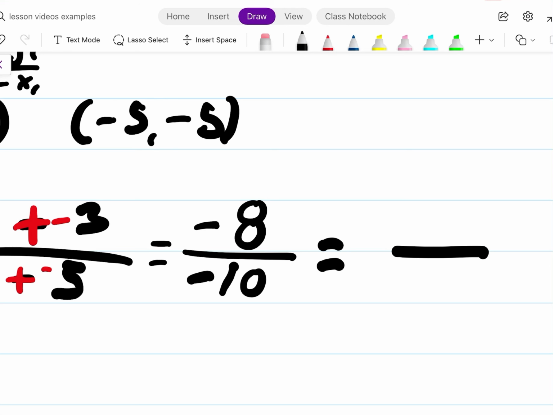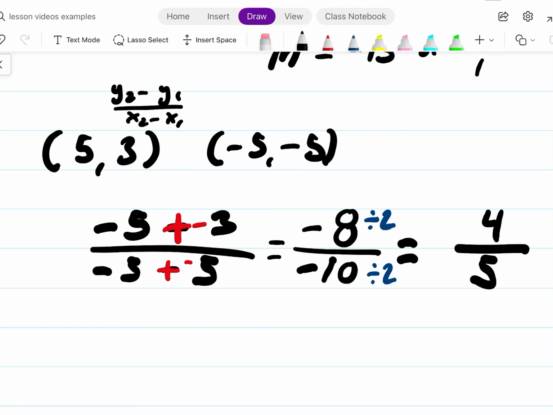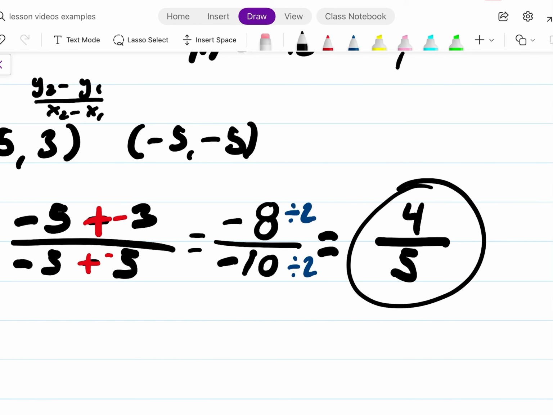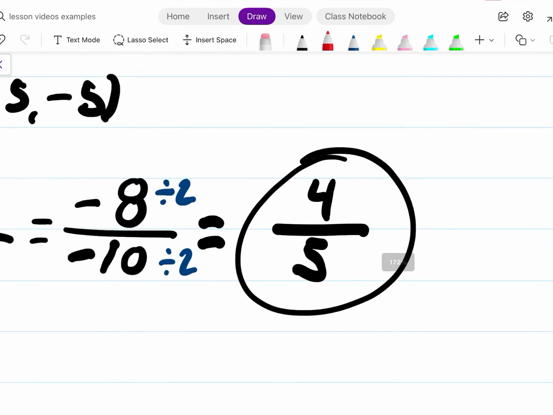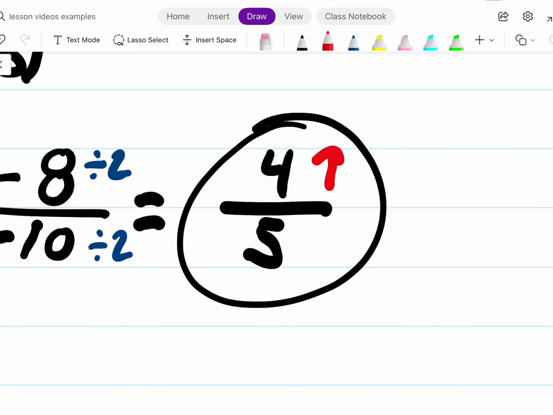So we know that our actual slope is going to be positive. We know the largest number that will go into both 8 and 10, if you're trying to reduce this fraction, again, is a positive 2. So we will divide both of them by 2. 8 divided by 2 is 4. 10 divided by 2 is 5. So the points 5, 3 and negative 5, negative 5 have a slope of 4 over 5, which means you'll be going up 4, right 5. It's a positive slope because it's a positive fraction, and that is how you find slope when you are given 2 points. Hope that helped.